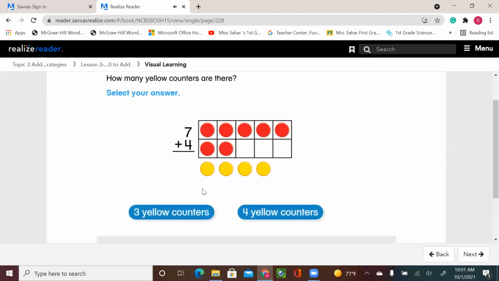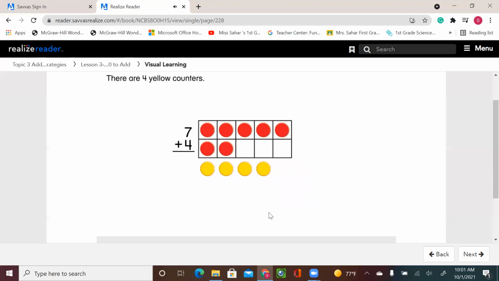Select your answer. Do we have 3 or 4 yellow counters? Very good. There are 4 yellow counters. Why are there 7 red counters and 4 yellow counters? The addition problem is 7 plus 4. The red counters are the 7 in the addition problem. The yellow counters are the 4 in the addition problem.